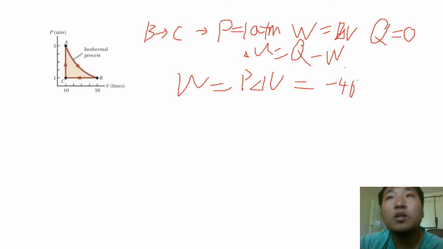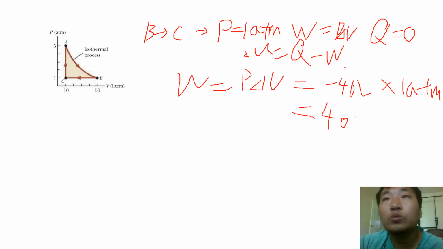times 1 atm. And just transfer it to the SI unit, so we can easily get 4,000 joule, because a liter equals 10 to the negative 3, and 1 atm is 10 to the fifth, and times it is 10 to the 2, and 40 is 4,000, and then of course that's minus.